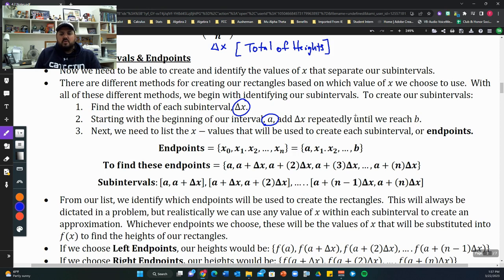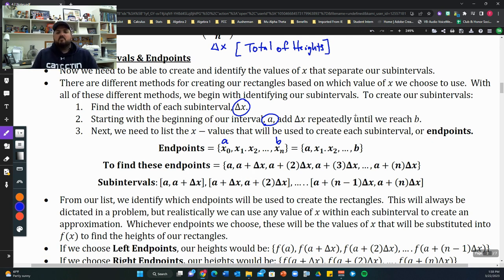That will provide us with a list of all possible values of x that could be used as endpoints. A couple different ways to represent it. Some people like x sub 0 instead of a, and then x sub 1, x sub 2, and so on until we get to x sub n, that is really b. Some people like a and b. It really doesn't matter. Basically, this is just a list of all the possible values of x that could ever be used as endpoints.